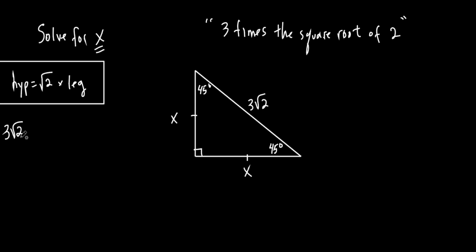Everybody got that? That's what this is right here. All right, that's the hypotenuse equals what? Let's finish up the rest of this formula. Well, I got a square root of 2 here times the leg. What's my leg in this situation? It's just x, so I'll put an x right there.